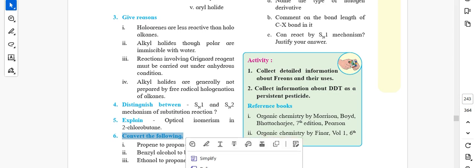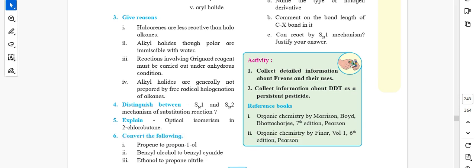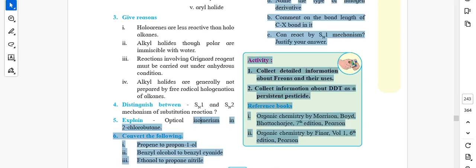Now we are going to convert propene to propanol first. So the first question is propene to propanol. Let's see how to solve this. I'm writing here, propene to propanol. Let's write in words first.